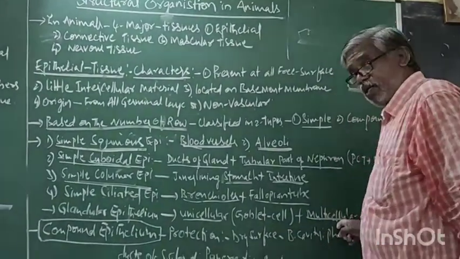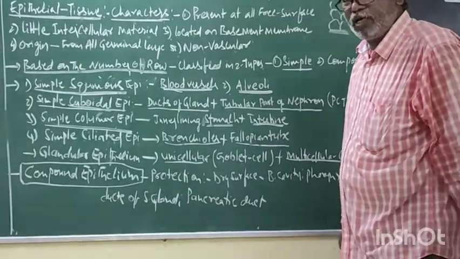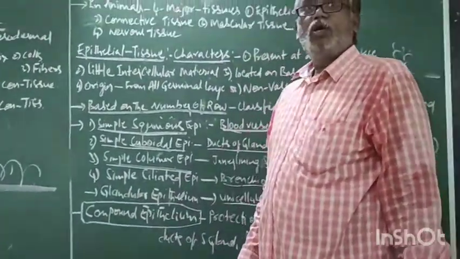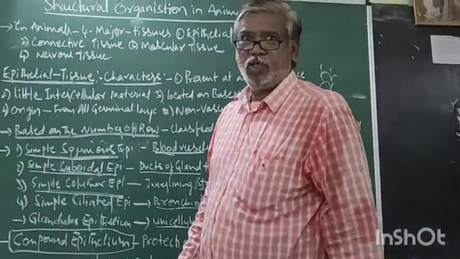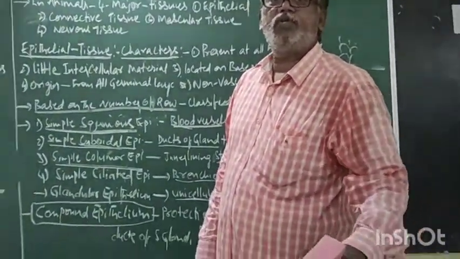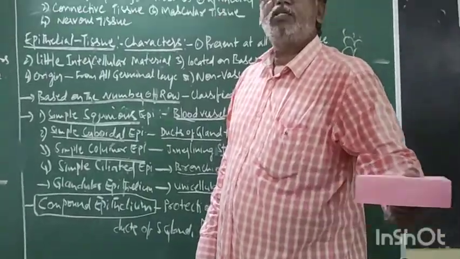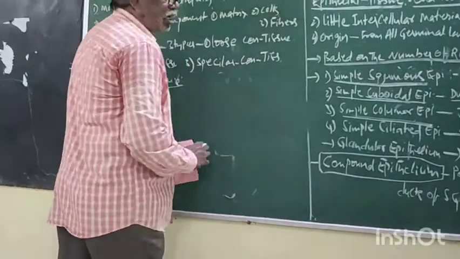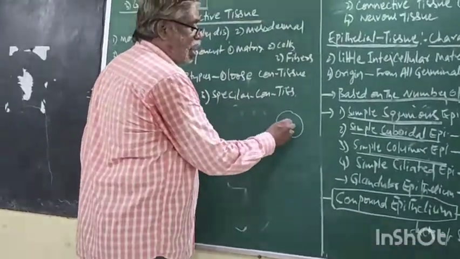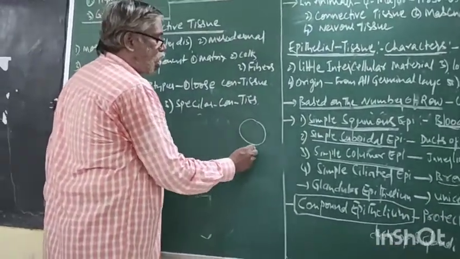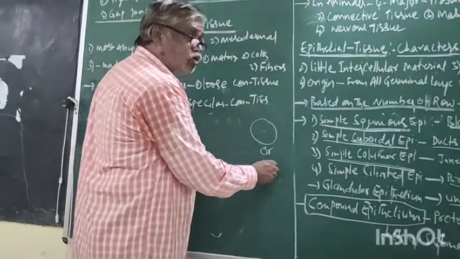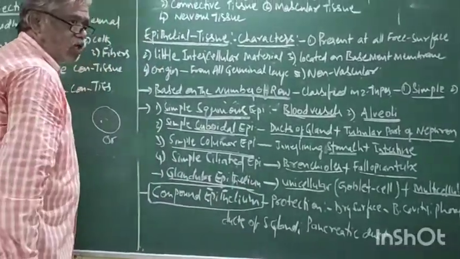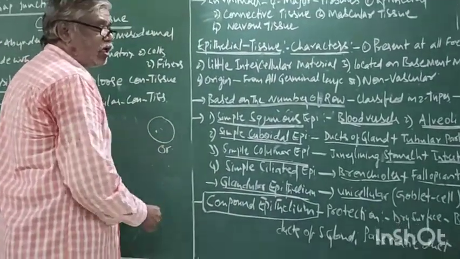Now the multicellular glands, you know, pancreas, salivary glands. They are made of glandular epithelium, which produces hormones or enzymes. If it produces hormones, it is called endocrine, and if it produces enzymes, it is called exocrine. Suppose you take the salivary gland. What is the level? Gland, organ. Where the organ is there, tissue is there. Name the tissue in this organ.